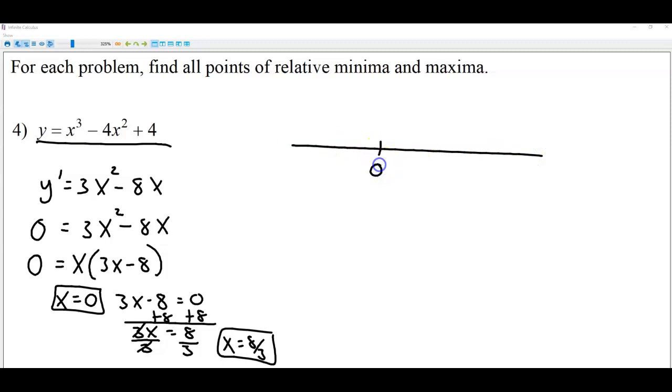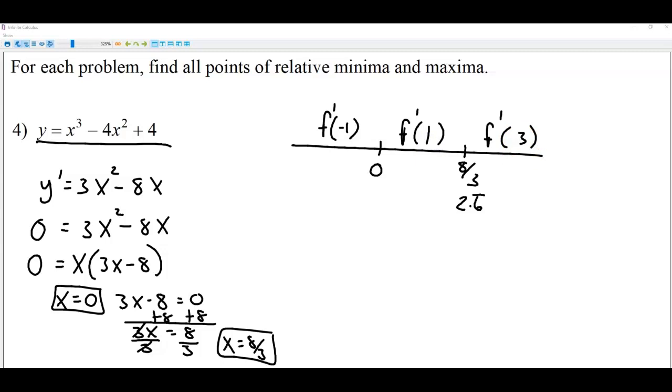I'm going to put 0 here. I'm going to put 8/3 here. And I'm going to find the derivative and plug a number in from each interval. So for less than 0, I'll do -1. For between 0 and 8/3, 8/3 is about 2.6 approximately, so I'll pick 1. And anything after that, I'll plug in 3.